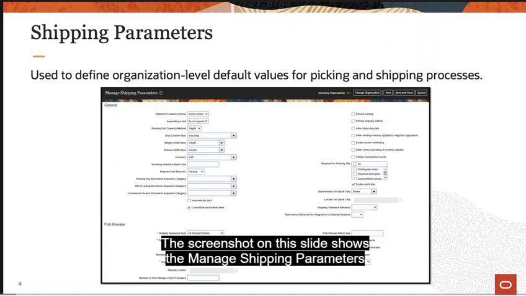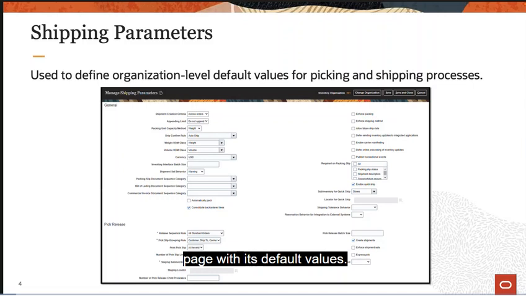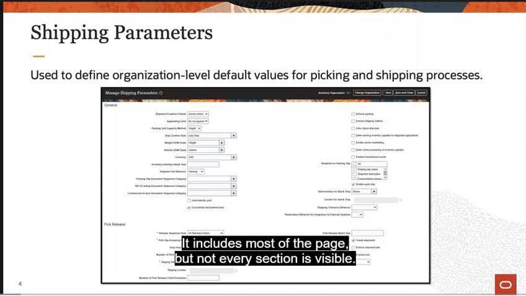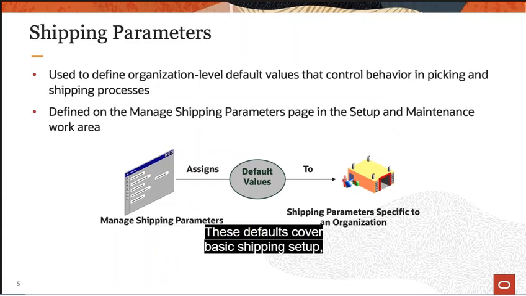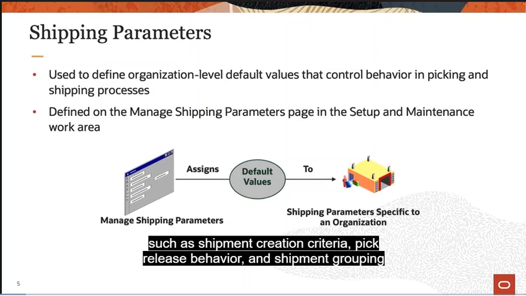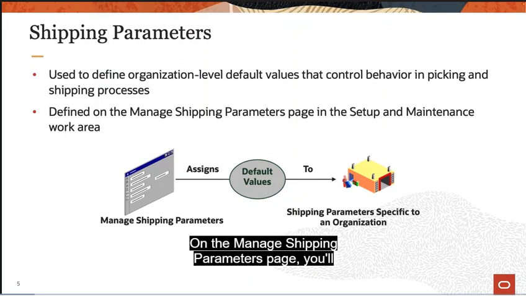The screenshot on this slide shows the Manage Shipping Parameters page with its default values. It includes most of the page, but not every section is visible. You assign default shipping parameter values at the inventory organization level. These defaults cover basic shipping setup, such as shipment creation criteria, pick release behavior, and shipment grouping settings. On the Manage Shipping Parameters page, you'll see these parameters organized into regions. The key regions are General, Pick Release, and Optional Shipment Grouping Attributes.